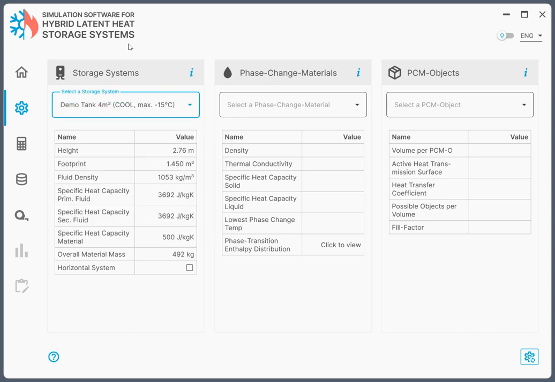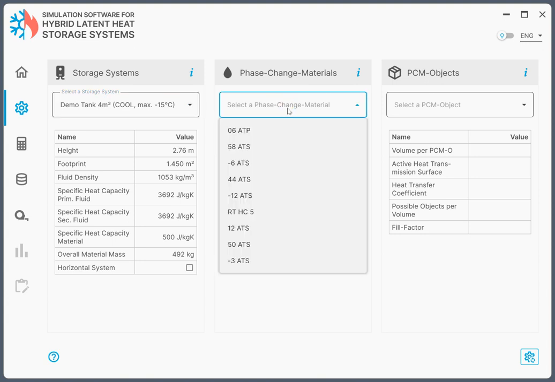If we have cold water running below 0 degrees Celsius, we have to use a mixture between water and antifreeze. This changes the density and the specific heat capacity. In the data bank, this is already programmed. We have an adapted fluid density and adapted specific heat capacity.